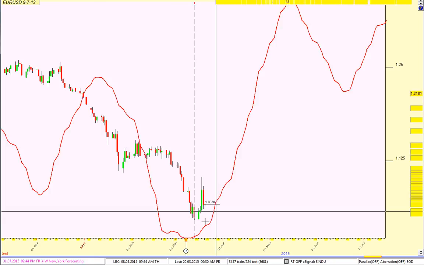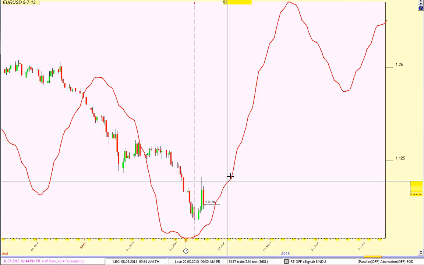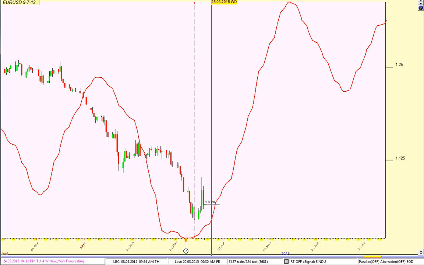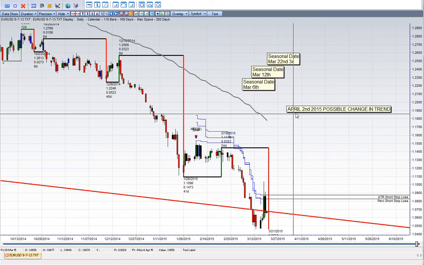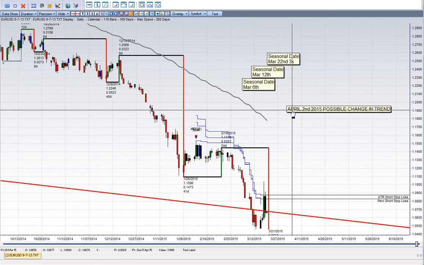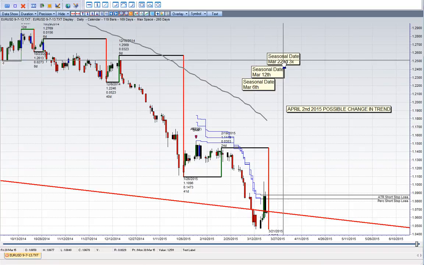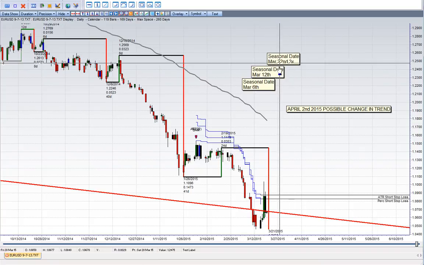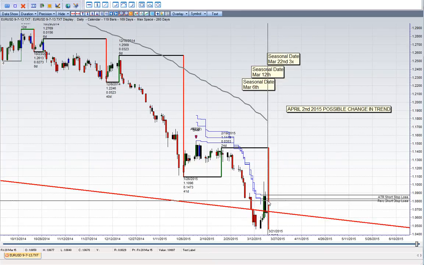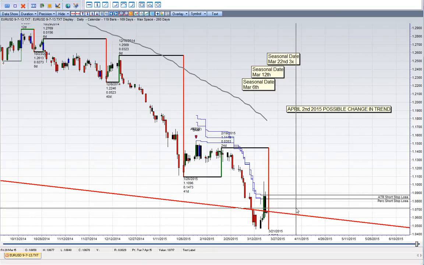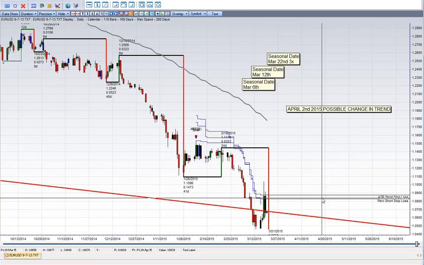This is my cycle on the euro telling me now is time to turn. Should retrace up. What else? The calculated date I have, April 2nd, could be earlier. Just showing you what I'm seeing. March 22nd, seasonal date, keep an eye on. The equinox coming up, March the 21st, which is a Saturday, which could affect it either tomorrow. What is it tomorrow? No, the 20th.